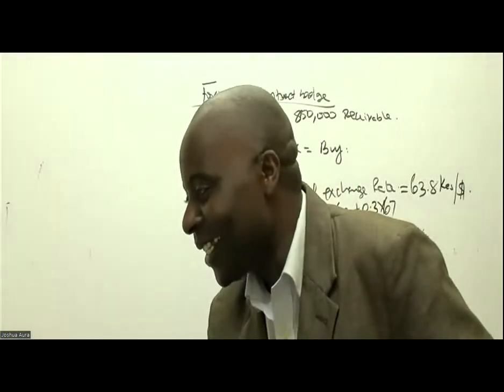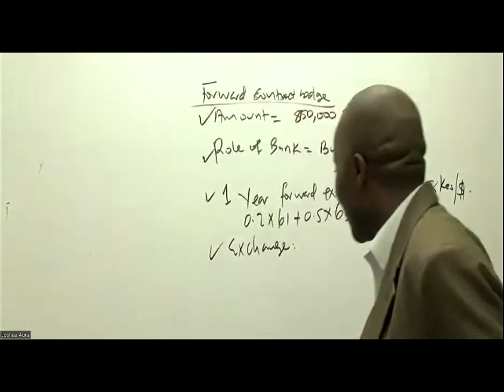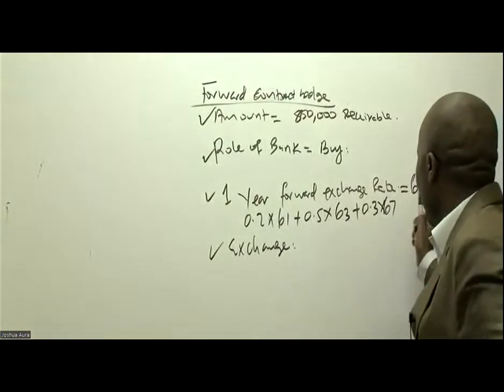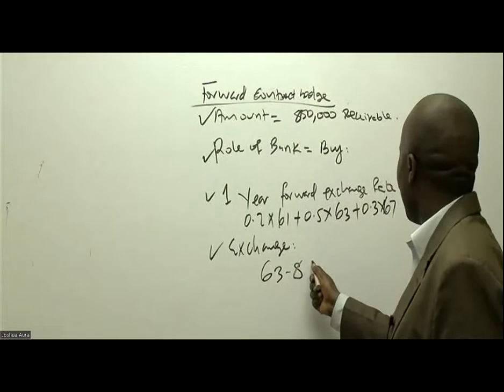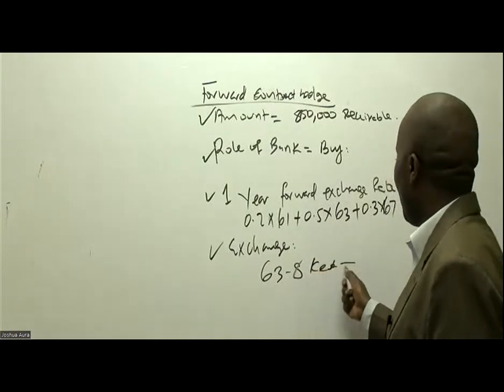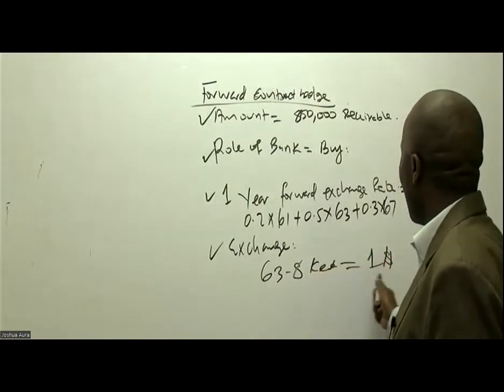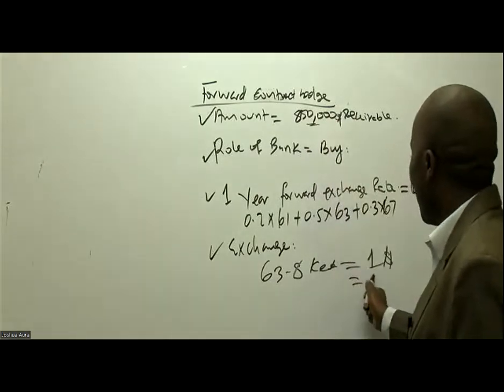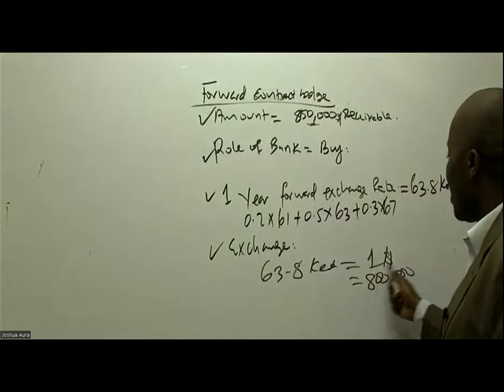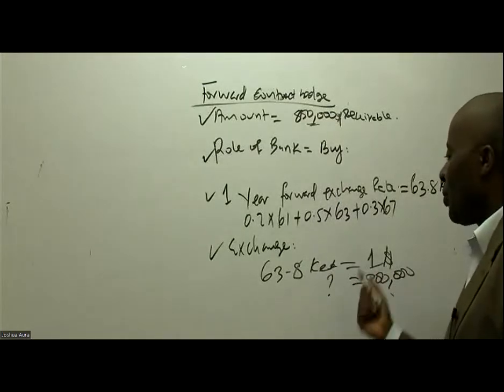Thanks. I'm also seeing in this case here, Jamie has got that answer. It's very easy, so long as you take it the traditional way. Say 63.8 Kenya shillings equals $1, how about $800,000? It will be easy with a cross multiply.